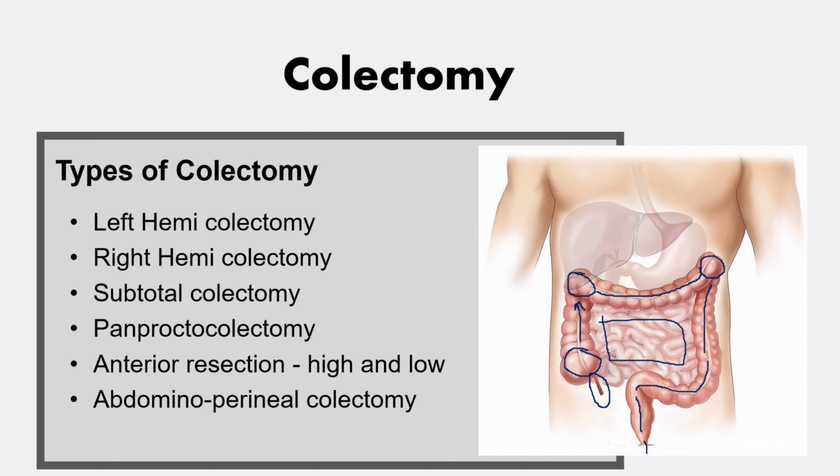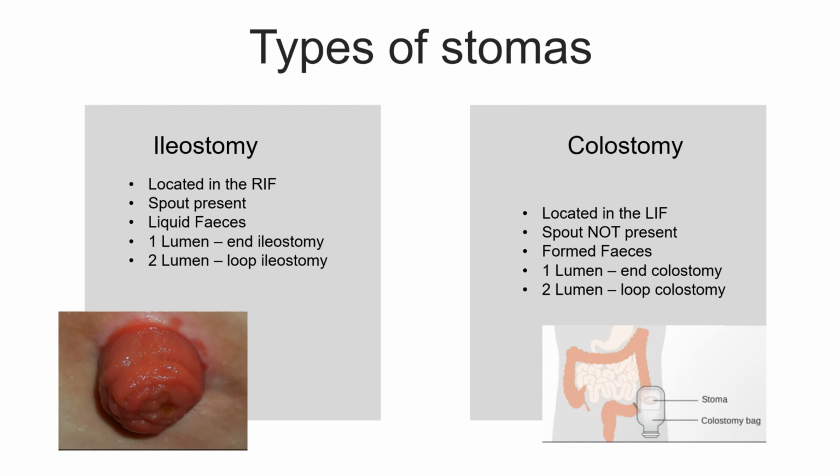Now once the colon is removed, the feces produced needs a form of exit. Now this could be the back passage, i.e. the anal canal, as we normally pass stools. However, if the colon removed can no longer allow the feces to be passed into the anal canal, there needs to be another opening, and this is called a stoma. So a stoma is an opening in the abdominal wall which allows a passage for the feces to be excreted.